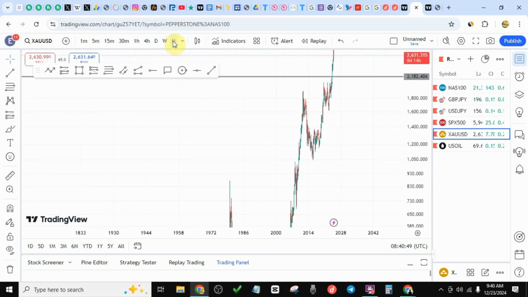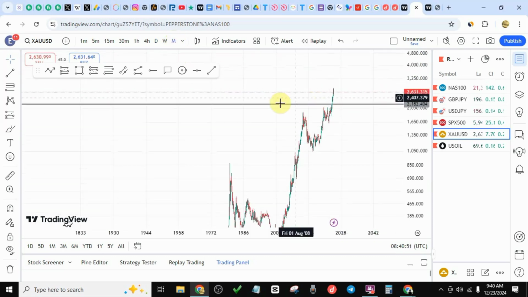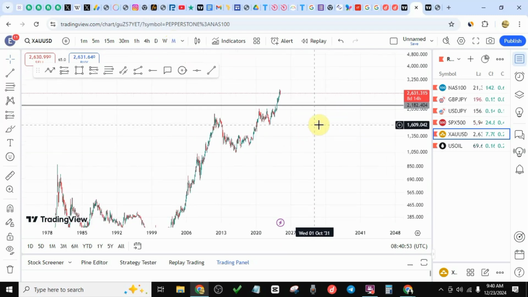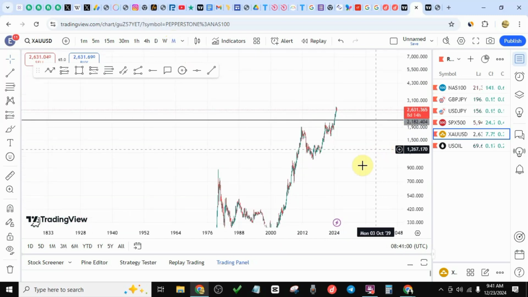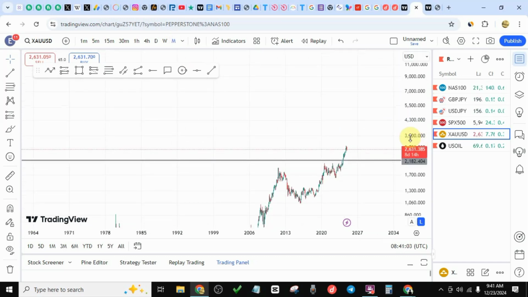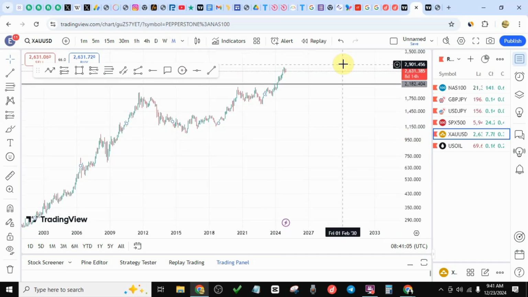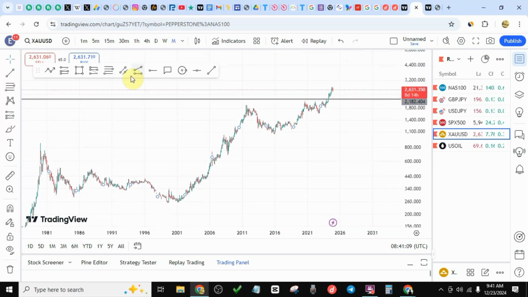But first of all, I want to go ahead and go to our monthly chart. So guys, if you come to the monthly chart right now, I don't need to do much right here. As you can see, the market is pushing up, right? There is no two ways about this. The market is pushing up massively.